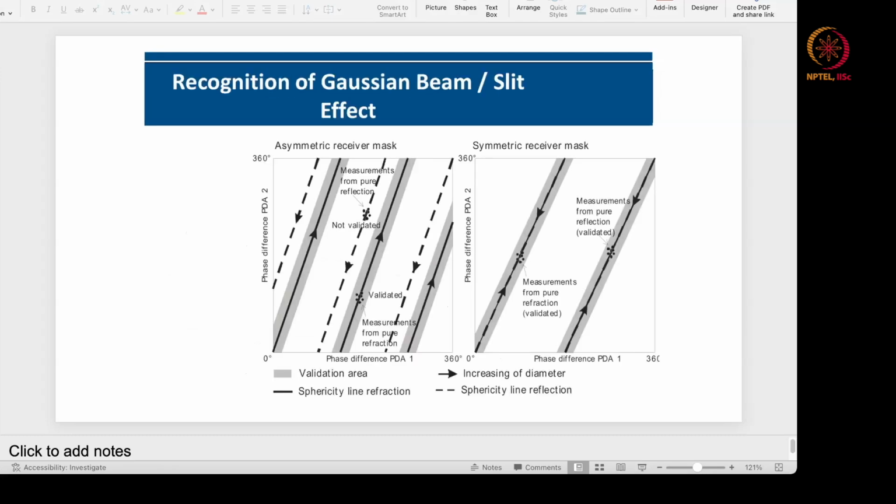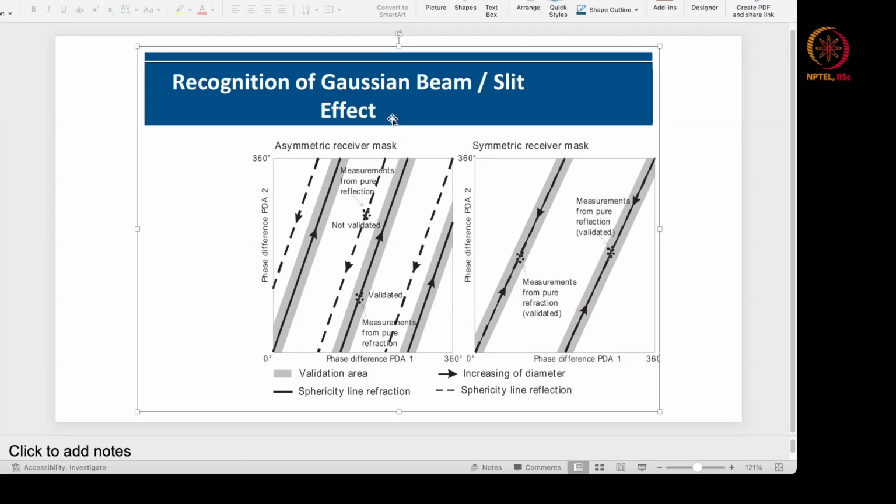We also need to recognize these parts, which you can read up separately. These are, for example, the recognition of the Gaussian beam and the slit effect. These are measurement points from pure reflection. These are measurements from pure refraction over here. This is a symmetric receiver mask. The measurements from pure refraction are validated. This is not validated, by the way, and these are measurements from pure reflection, validated. So this is how you take the measurements.